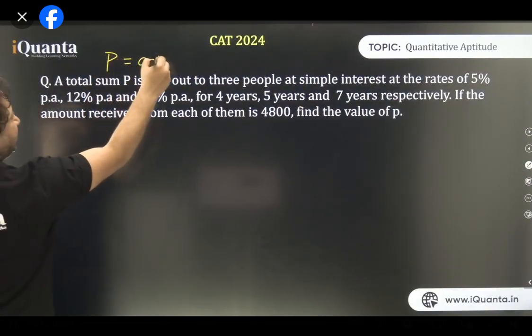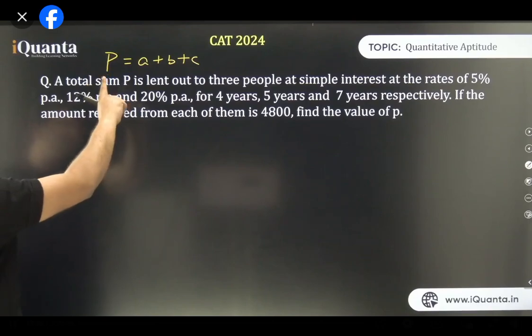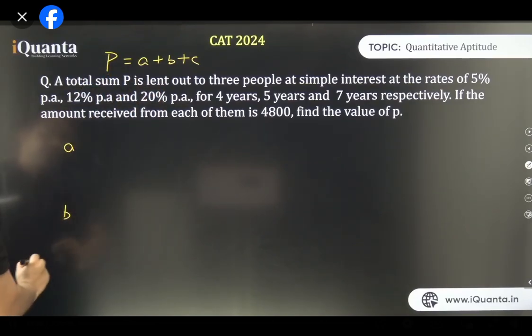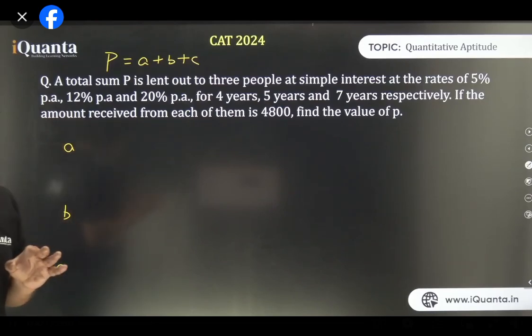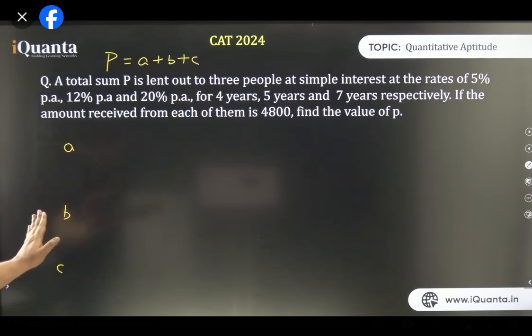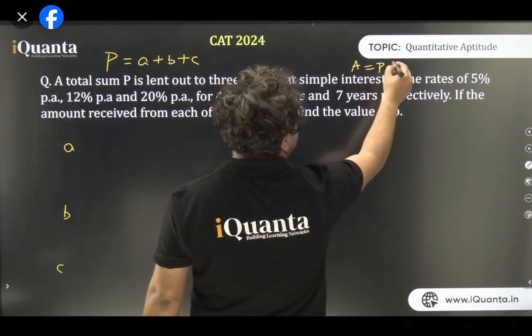Let the P be A plus B plus C. There are three different people. The first one is lent out A rupees, second one is lent out B, and third one is lent out C. So A, B, and C are the principal amounts given to three people respectively. And all of you know that maturity amount is principal plus interest.